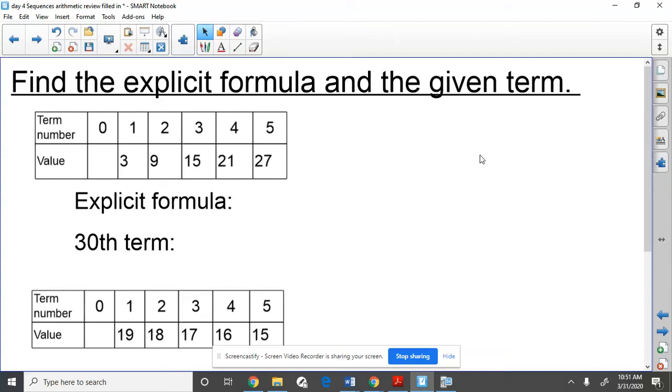For today, day 4 with sequences, we're just going to do a quick review with a couple examples before you go and work on the assignment on your own.